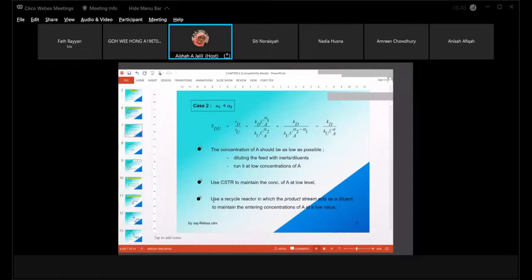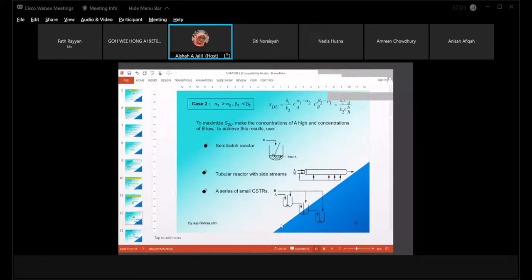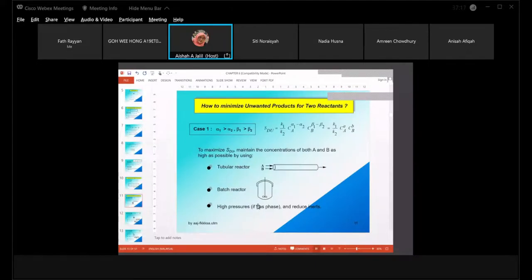You draw the recycle reactor in which the product stream acts as a diluent to maintain the entering concentration of A at a low value. Like I said here, one of the products, or the undesired product, is the diluent or solvent, and then you can recycle it back. If you know about reflux, you use the condenser.